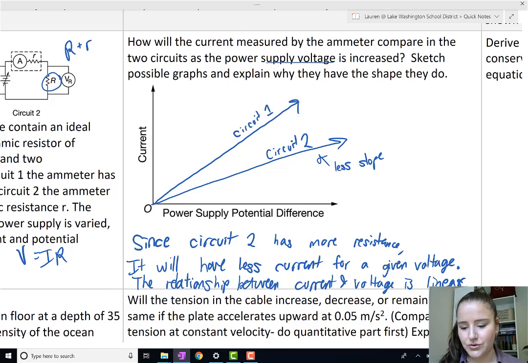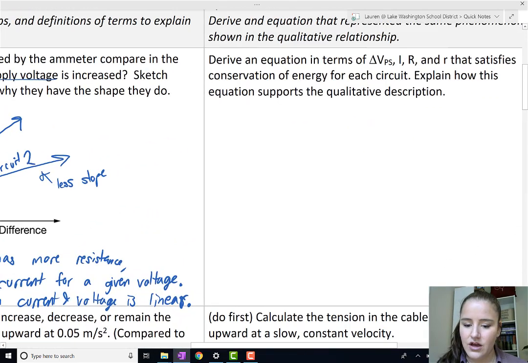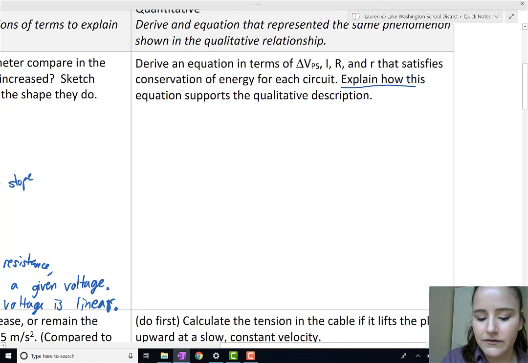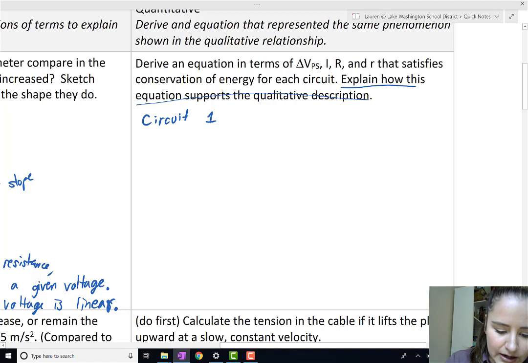So now let's go over to the quantitative. The quantitative says derive an equation in terms of delta VPS, I, R, and little r that satisfies conservation of energy for each circuit. Explain how this equation supports the qualitative description. So this part right here, that's the translation part. And deriving an equation, that's the quantitative part. So let's go ahead and do that first for circuit one and circuit two.